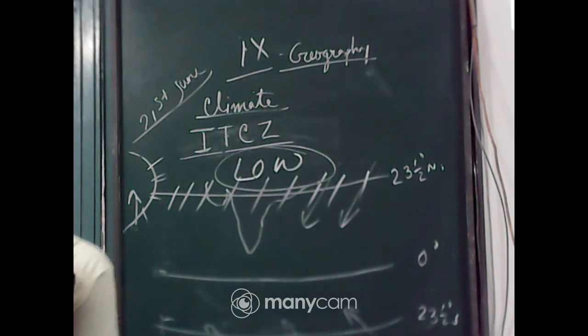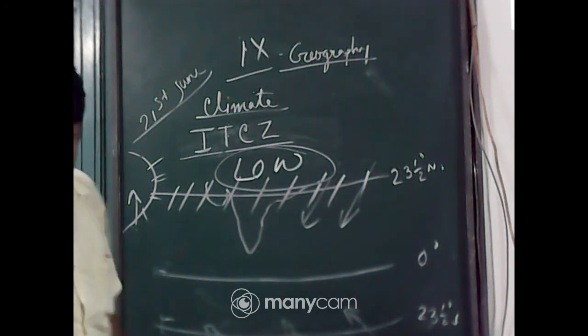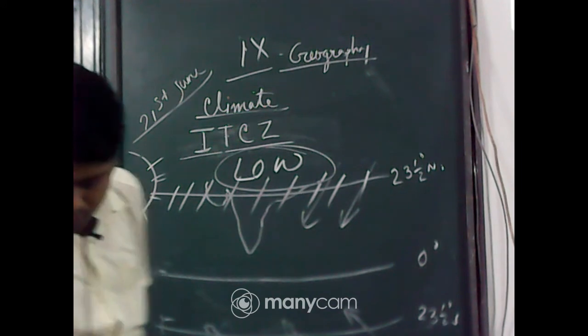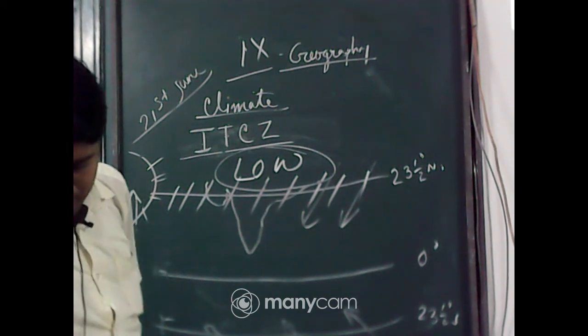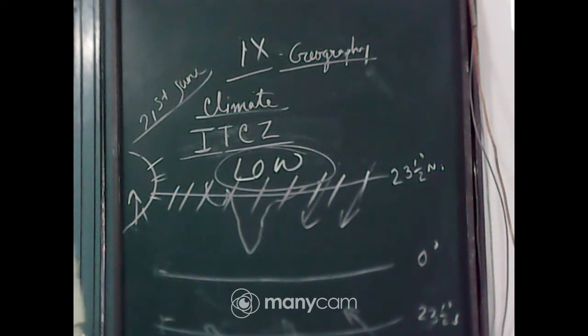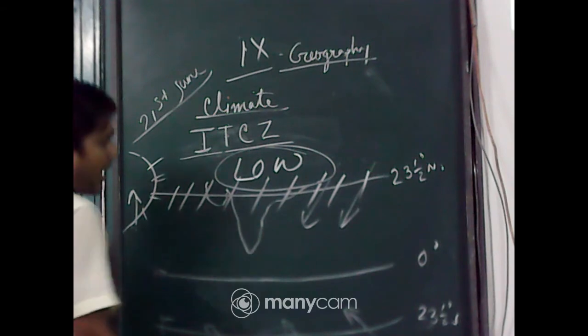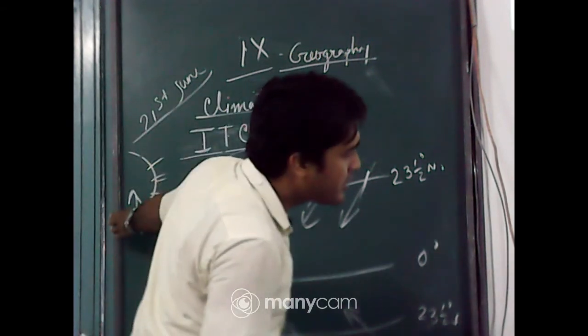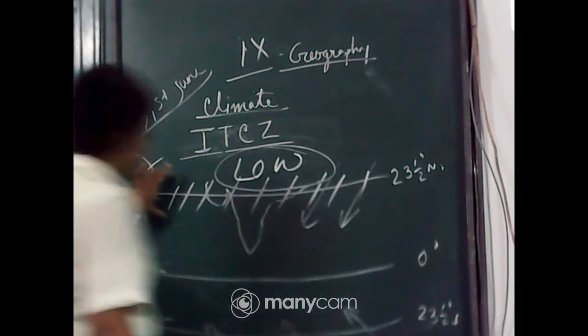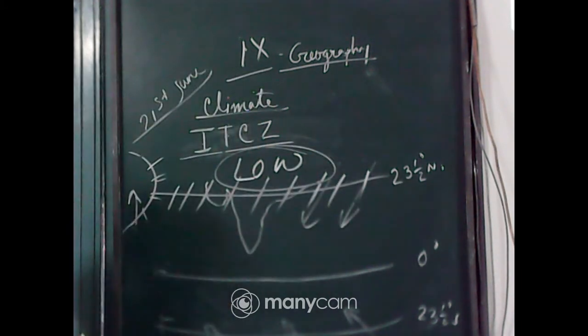So this is ITCZ. So the shift of the position of the intertropical convergence zone in summer over the Ganga plain, this is the equatorial trough. The equatorial trough is normally positioned about 5 degrees north of the equator. It is also known as the monsoon trough during the monsoon season. During the monsoon season, that means ITCZ is shifted.